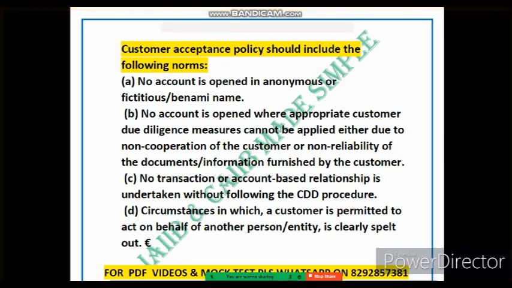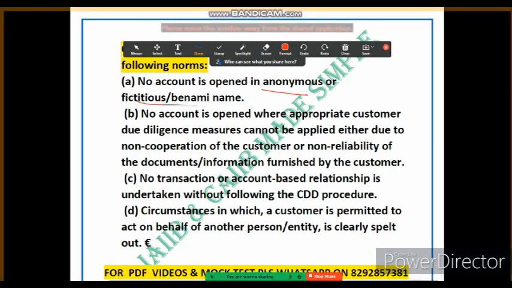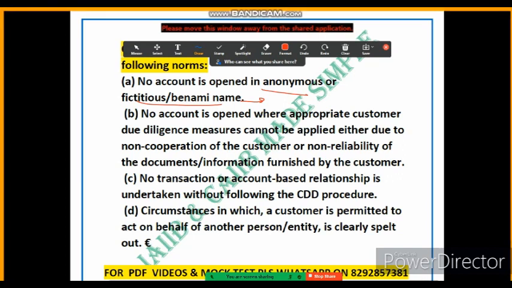No account is opened in an anonymous or fictitious Benami name. What does it mean? The customer acceptance policy should state that banks or regulated entities should not open accounts for individuals who provide false or anonymous identity. This means that customers must provide their genuine information.